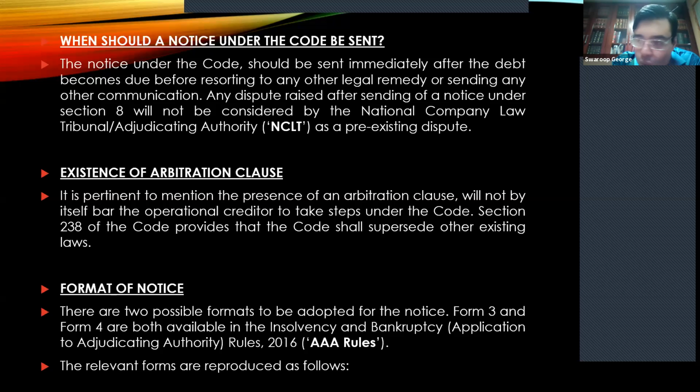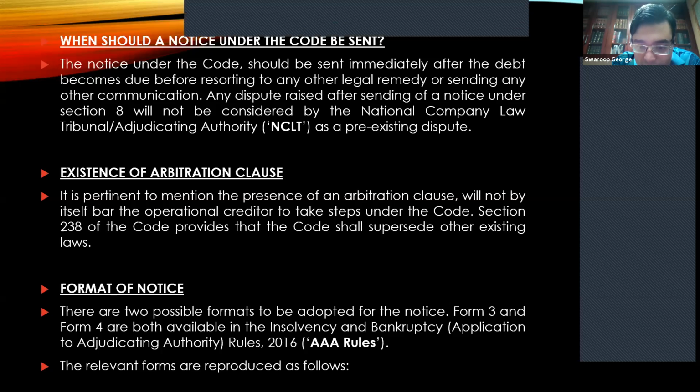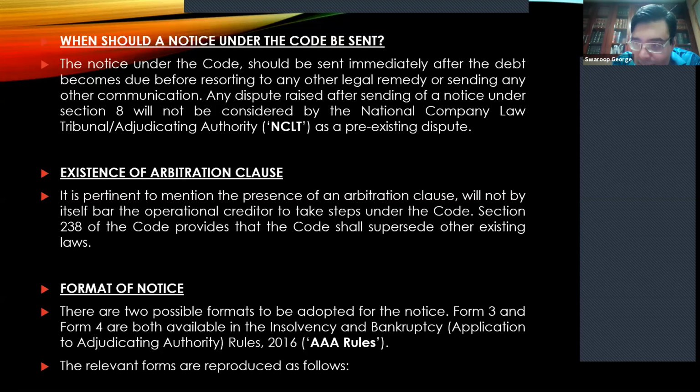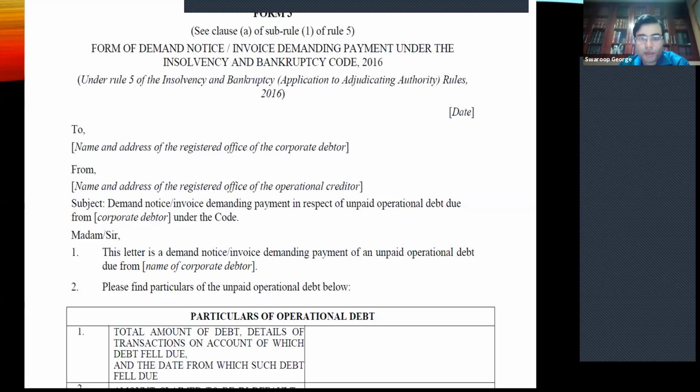Now, when sending the section 8 notice, it's not a notice that you can send in any format. There are two possible formats. Both these formats can be found in the Application to Adjudicating Authority Rules 2016. Now the rules itself, as well as the latest versions of the Act, can be found on the IBBI website. Because these rules and acts keep getting modified almost every 2-3 months, the IBBI keeps the latest formats available. If you don't have the physical copy with you, you can always access the IBBI website to get the latest version of it. So I just reproduced the form. You can just have a look.